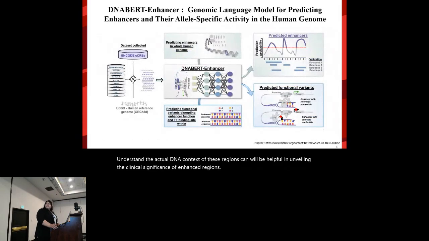So we developed a fine-tuned model called DNABERT-Enhancer using the pre-trained DNABERT model, a genome foundation model which successfully captures DNA's contextual and semantic information in the human genome. In this study, we demonstrate that DNABERT-Enhancer captures the contextual information of these enhancer regions from the sequence alone through an attention mechanism.